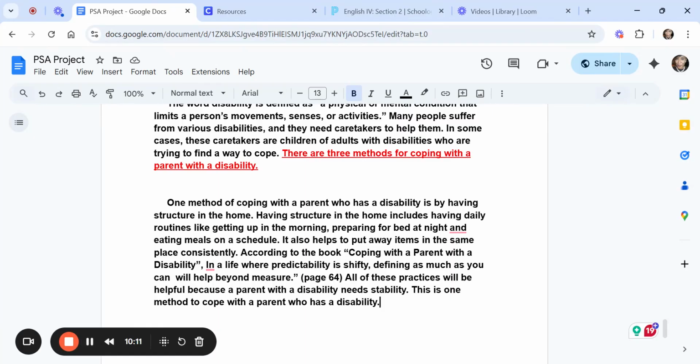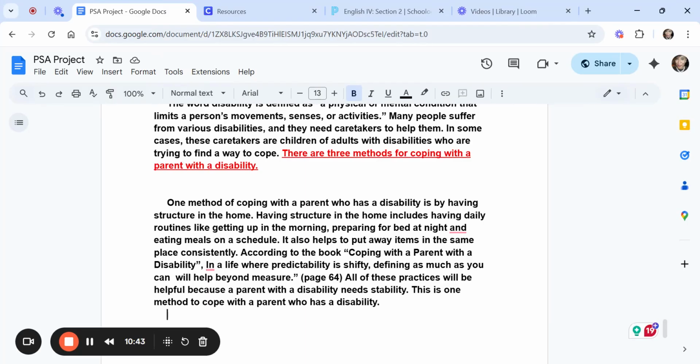Now I close out this paragraph with a concluding sentence. This is one method to cope with a parent who has a disability. And I'm done with my first body paragraph. So I'll also begin the start of the next body paragraph. But I will not write the entire paragraph for lack of time.